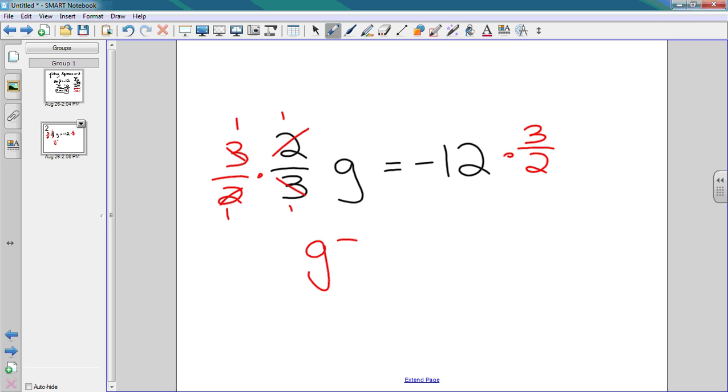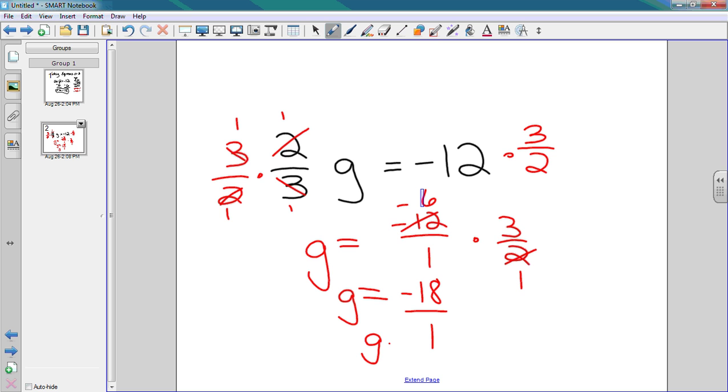On this side, I have -12 over 1 times 3 over 2. Multiplying fractions, first step, cross reduce. -12 and 2 are both divisible by 2. Negatives. There we go. And 3 and 1, I can't reduce 1 to anything else, so that just stays. Now, multiply straight across. -6 times 3, -18. 1 times 1. So g = -18 over 1, or g = -18.